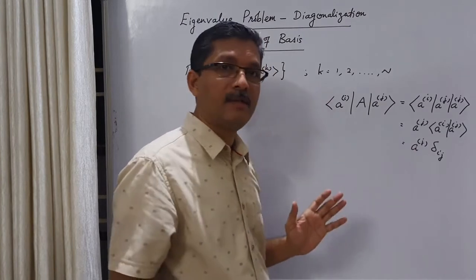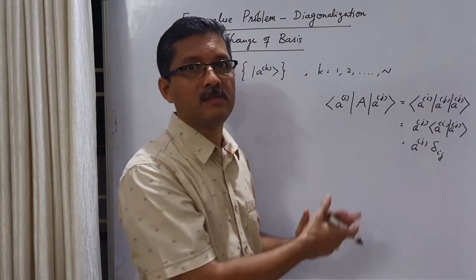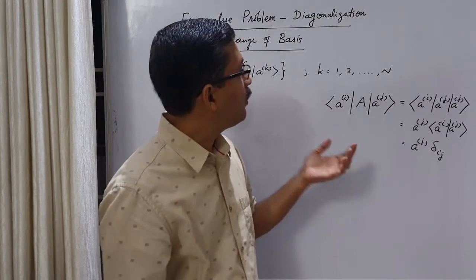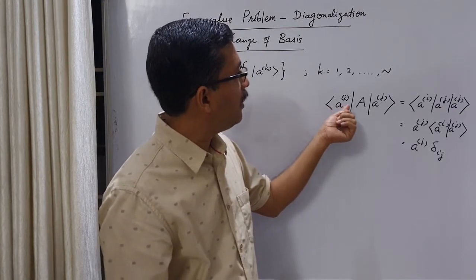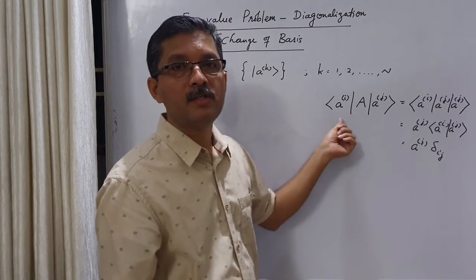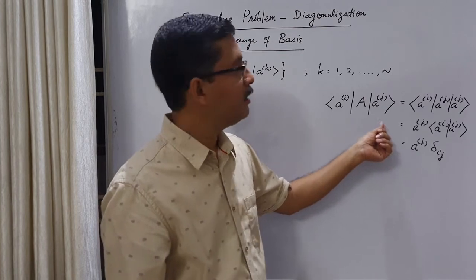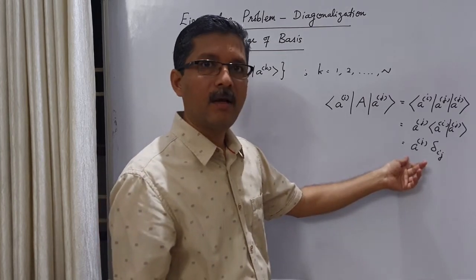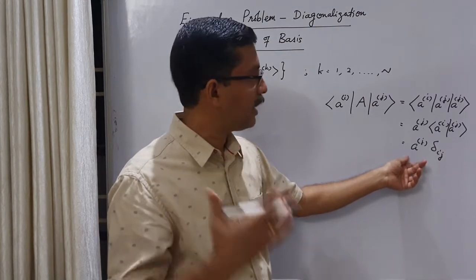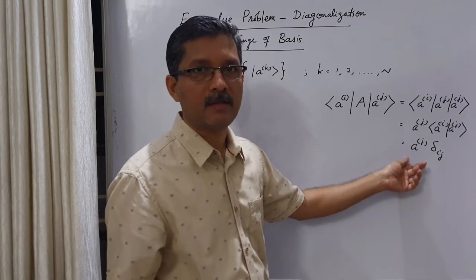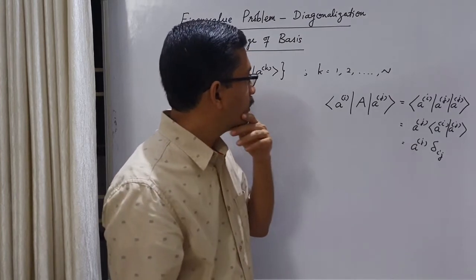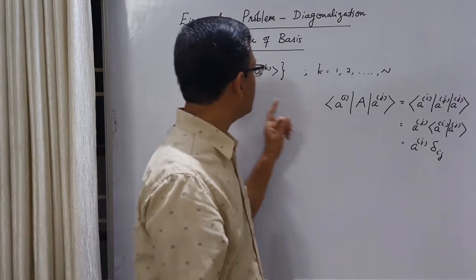So what is the result here? We have seen this result before, I have just reviewed it. What we see here is that when we express a matrix in its own eigenkets, the matrix will be diagonal, and the diagonal elements are the eigenvalues of the matrix. This we know. Now come back to this problem.